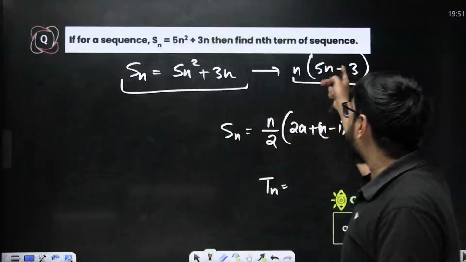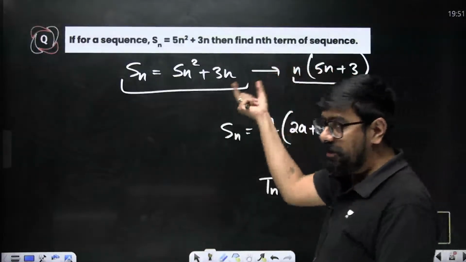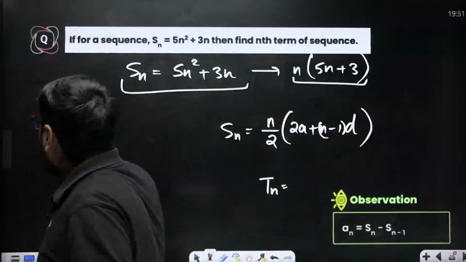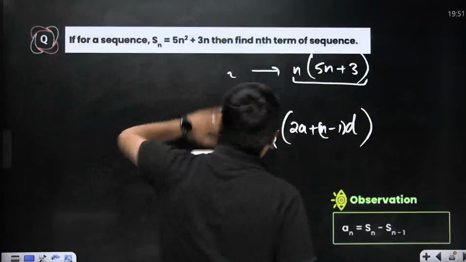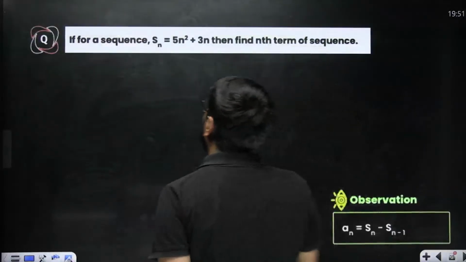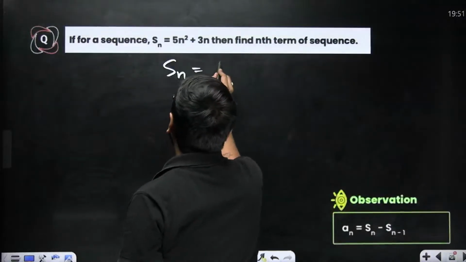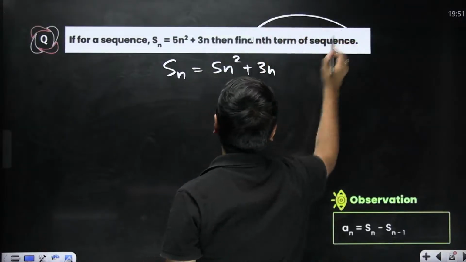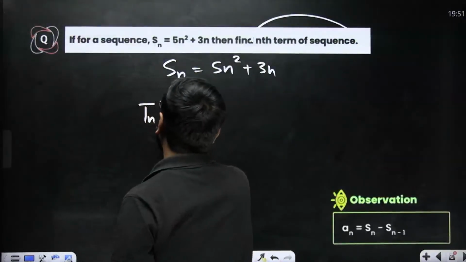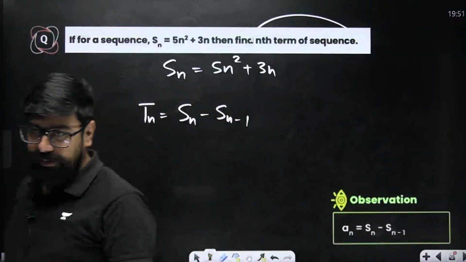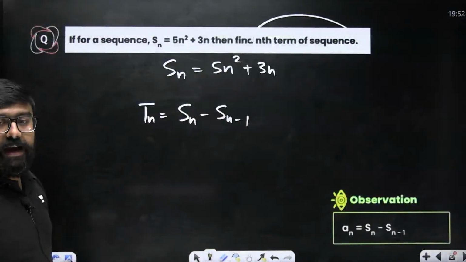Okay, this is the general term, 5n plus 3, of that particular AP. This is how you know. So by looking at the expression only, you can say this is an arithmetic progression sum of n terms formula. And if they ask you to find the nth term of the sequence, we also know one more thing: Tn is nothing but Sn minus Sn minus 1. Sum of n terms minus sum of n minus 1 terms.